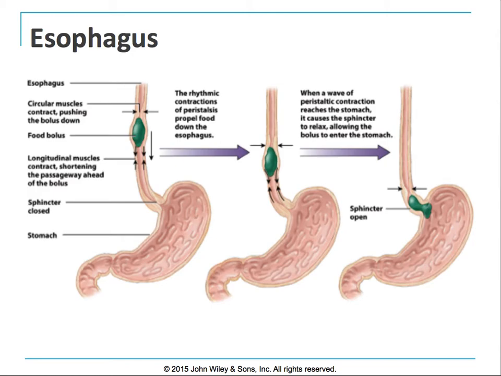So here's a diagram of what that looks like. We have the esophagus, this tube coming down here from the top. Circular muscles are pushing that bolus down. And then we have the sphincter here, this opening, this sort of valve that exists between the esophagus and the stomach. So the bolus is moving down, but it isn't able to get into the stomach here because that sphincter is closed. Then, once it's ready to enter the stomach, the sphincter relaxes and opens, allowing that bolus to pass from the esophagus into the stomach. Then once the bolus has moved into the stomach, the sphincter closes once again.